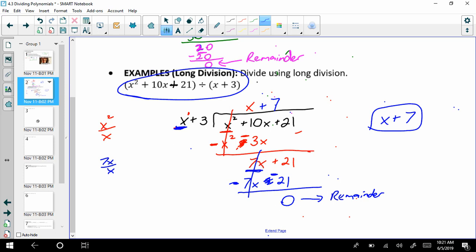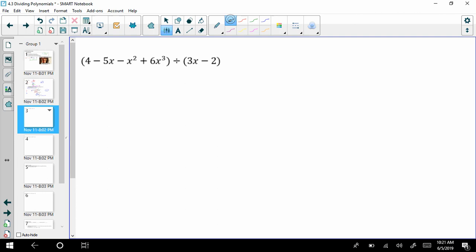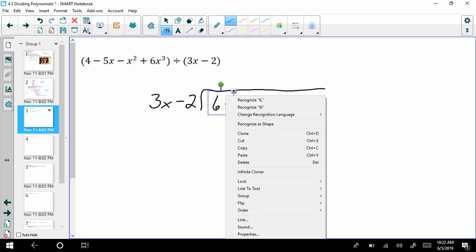Okay, we're going to try another one. So this time I want to take that first polynomial and divide by 3x minus 2. So let's set it up. My 3x minus 2 out front. Now be really careful here. Notice when I write the polynomial inside, I would like to write it in standard form. So I want to write it in order of the exponents. So the first term I'm actually going to write is 6x cubed.